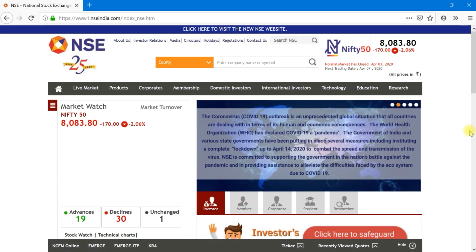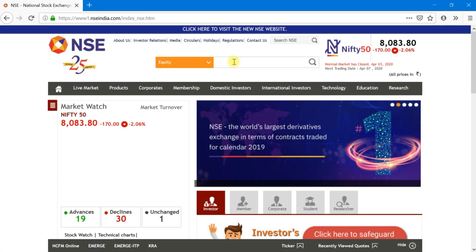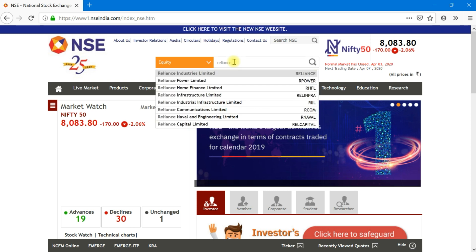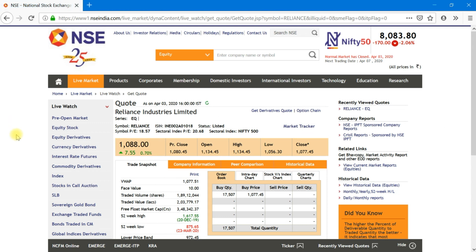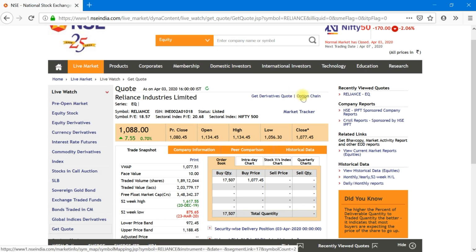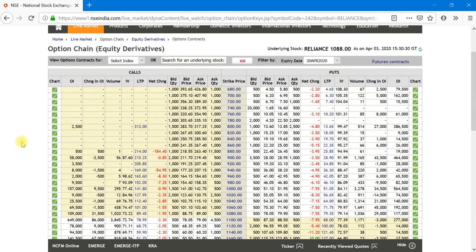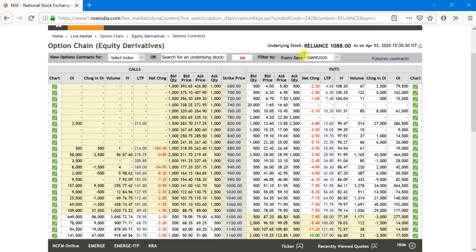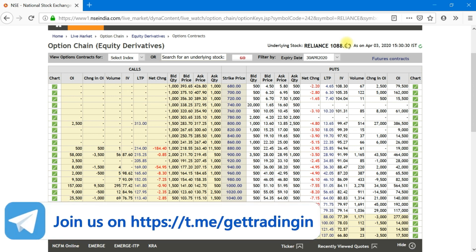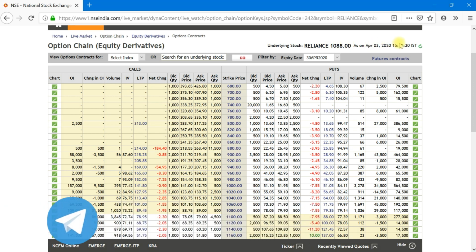To check that, we need to go to the NSE website and type Reliance, or whatever script, in this box and select the script. In the page that opens, click on the option chain here. See, this is the option chain. We made the previous example look similar to this format. See the details here. Underlying stock, Reliance, and current market price 1088. The date and time which we are seeing, 3rd April EOD report. Okay, see, this is the 30th April expiry contract.